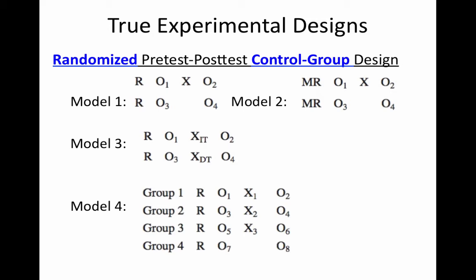In this model, we can look at three different types of treatment compared to a control. You can look between groups and within groups. So randomized, observation, treatment, observation. In group 4, there was no treatment. That's your control.